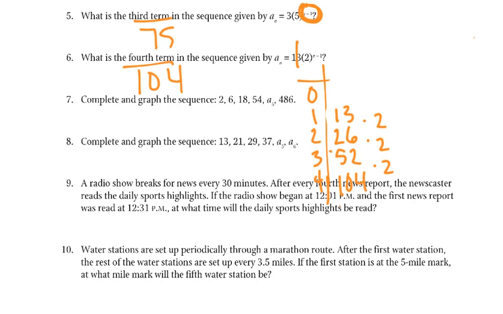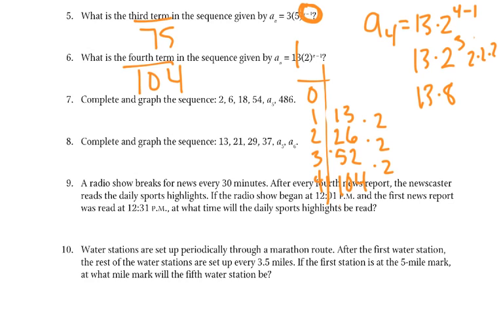If we wanted to use a formula, I'd just go a sub 4 equals 13 times 2 to the 4 minus 1, which would be 2 to the third. 2 cubed would be 2 times 2 times 2, which is 8. Then 13 times 8 would be, 8 times 3 is 24, 8 times 1 is 8, plus 2 is 10, so 104. So it still gives us that same answer. Alright?